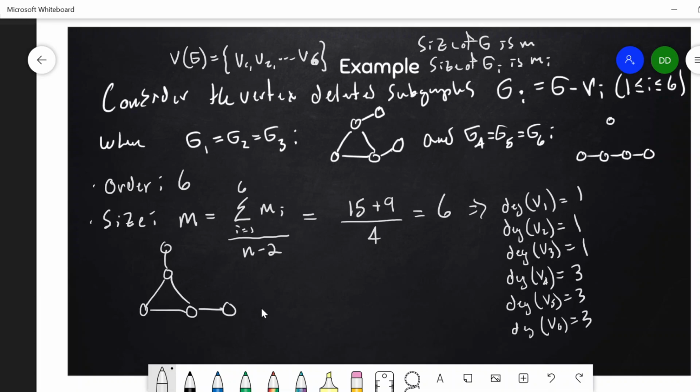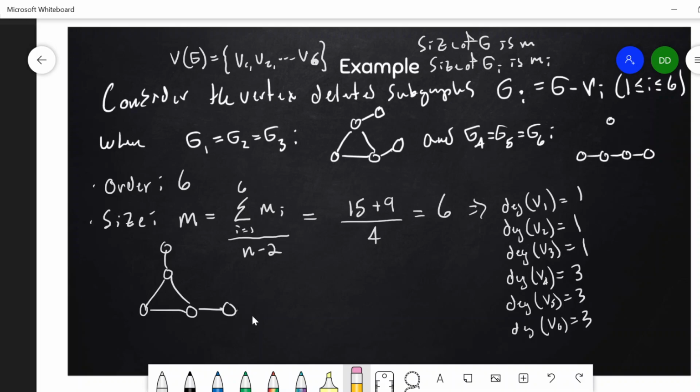So what if, and I know that the degree of V1 is 1, I put it here? Well, then if I deleted this vertex here, it would follow that one of the vertex deleted subgraphs would be this triangle with a pendant edge, and then an isolated vertex, but I don't see that. And so that can't possibly be the case. So this is what I mean by trial and error.